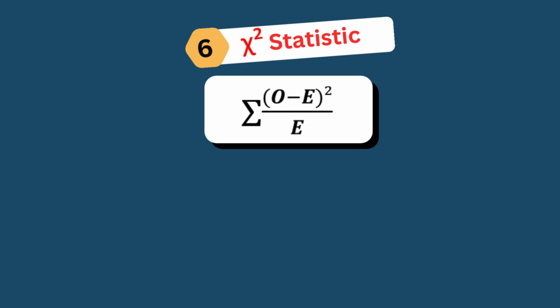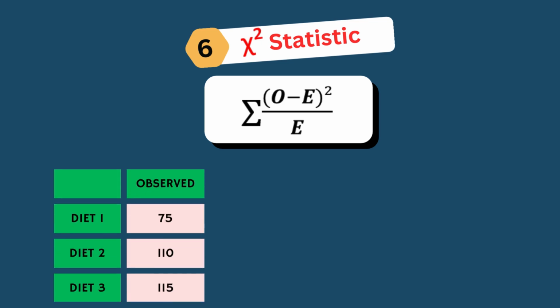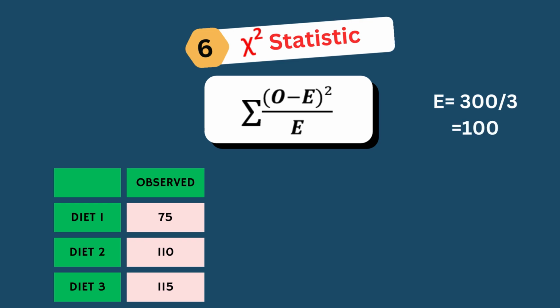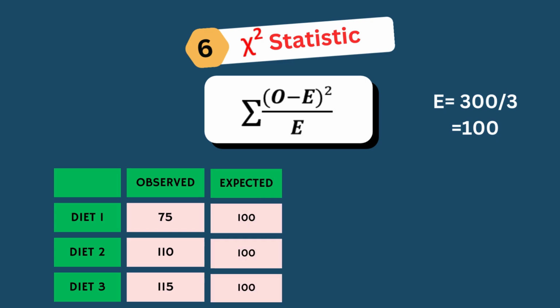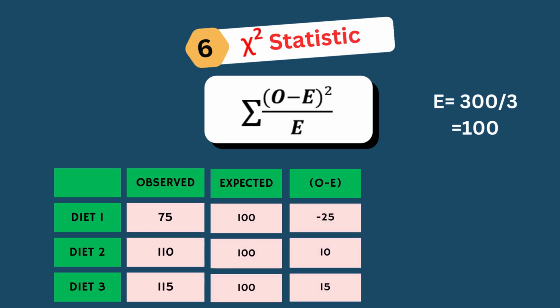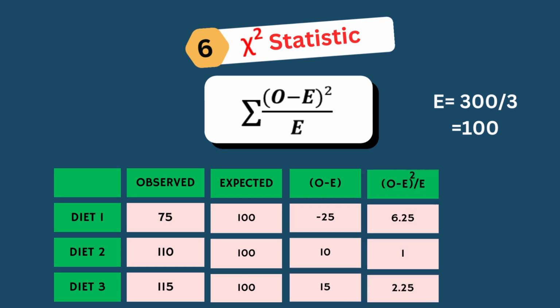Let's do it step by step. First, we have our data, then we write the expected frequency. Considering that the diets are equally liked by the people, expected frequency will be 300 divided by 3 for all 3 diets and should be equal to 100 for each. Then we will subtract the expected frequency from the observed frequency, followed by squaring them and then divided by expected frequency. The sum of the resultant values would be chi-square statistic.